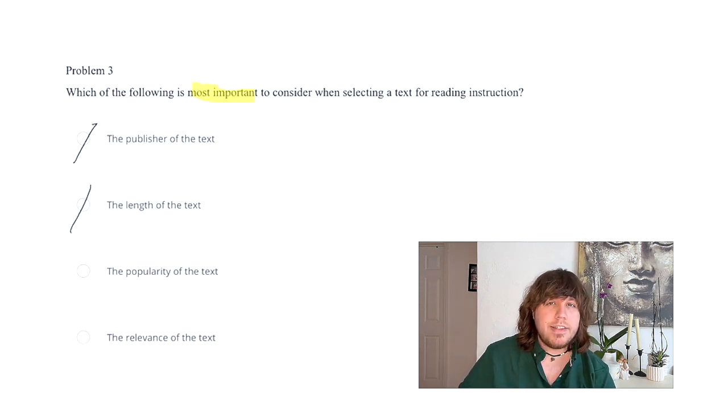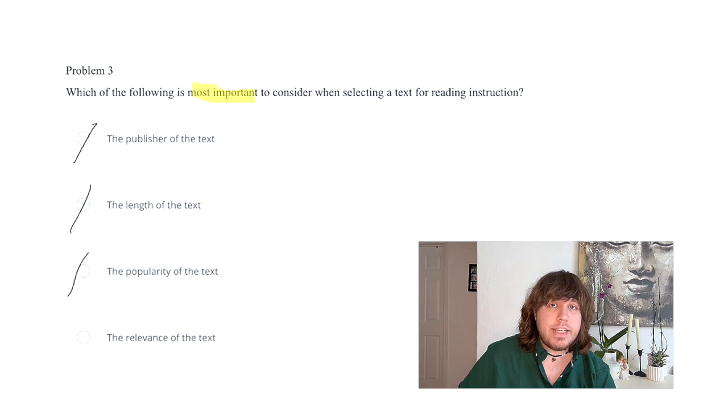C says that you need to consider the popularity of the text. That isn't true though. As long, again, as a text is useful for instruction, you don't need to worry about whether or not it's popular or famous or well-known. So we can get rid of that one too.